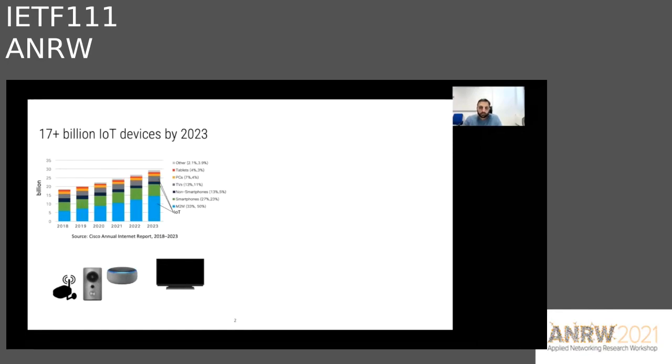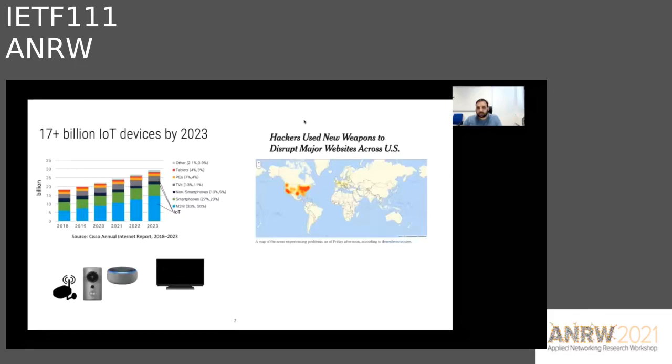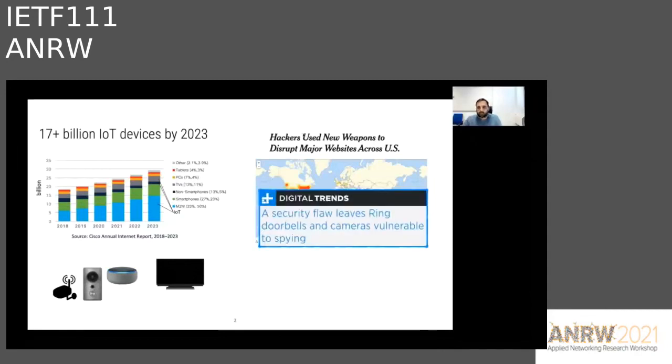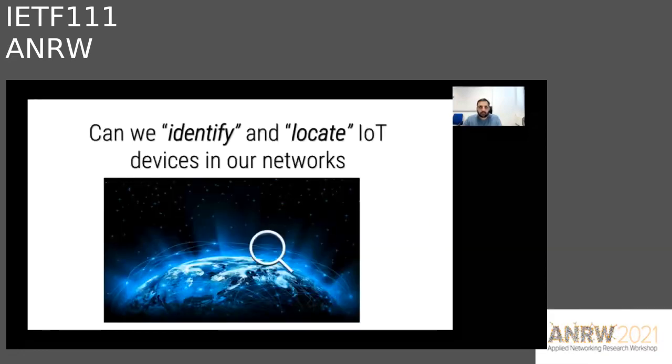However, it has been shown that these devices can be exploited, and one notable example is the Mirai attack, where millions of exploited devices participated in launching one of the large-scale DDoS attacks that crippled parts of the internet and service providers. Moreover, these devices can be exploited to exfiltrate private user information without users' knowledge or consent. All these problems bring us the question: for us as network operators, can we identify and locate IoT devices that are connected to our networks?